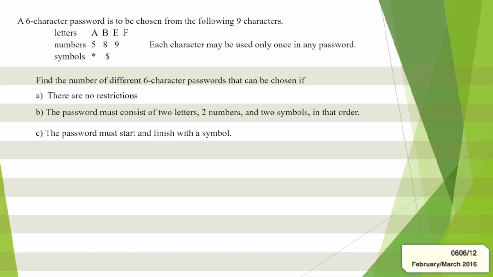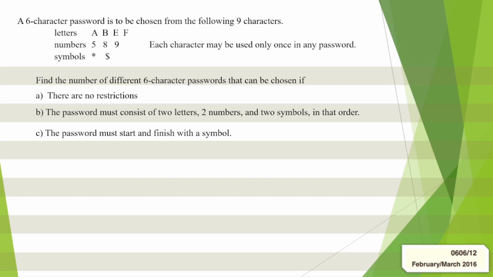Hi everyone, in this question we have a 6-character password to be chosen from the following 9 characters. We have the letters A, B, E, F, numbers 5, 8, 9, and symbols asterisk and a $ sign. Each character may be used only once in any password. Because we're dealing with passwords, the order is important. That means we're dealing with permutations.